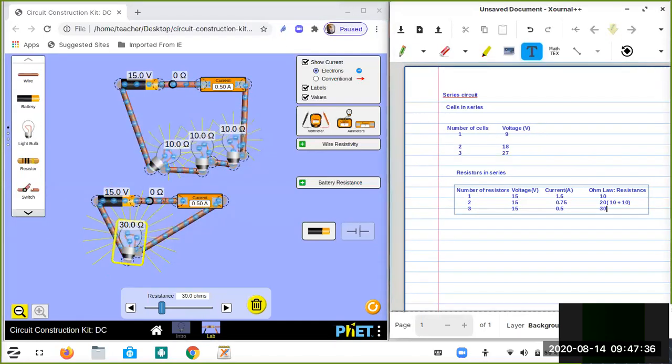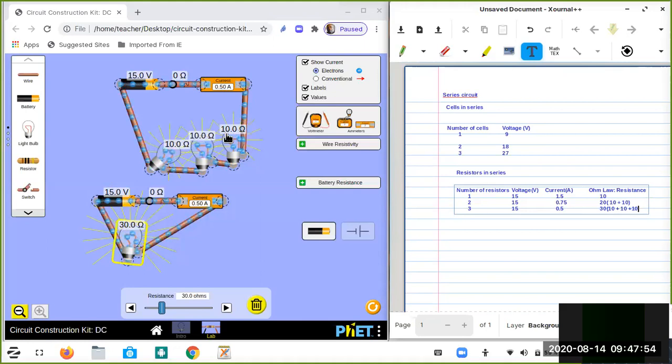Now, again, since the resistors are in series, what is happening to resistance? What has happened? So we can then say it's 10 plus 10 plus 10.